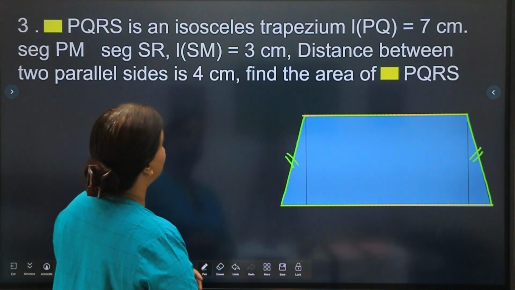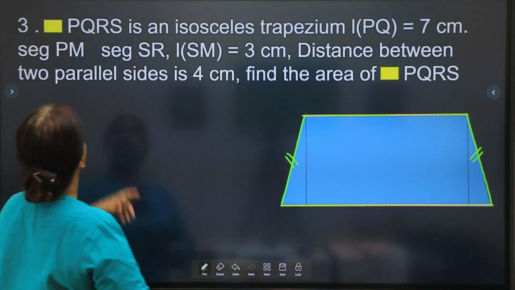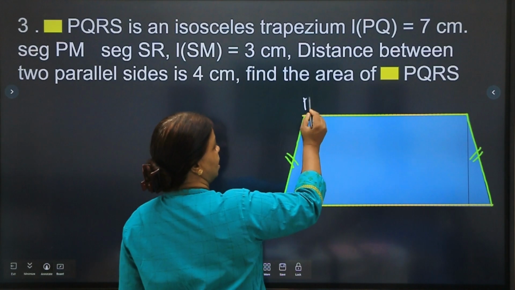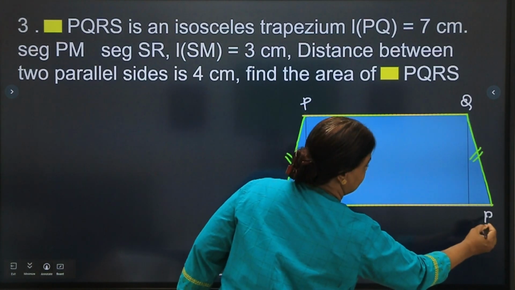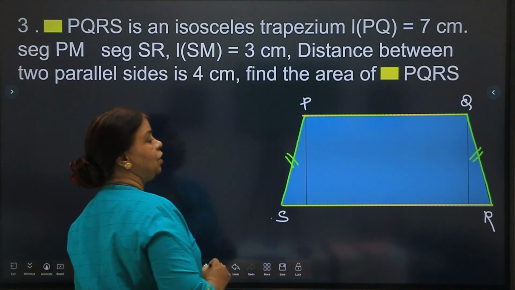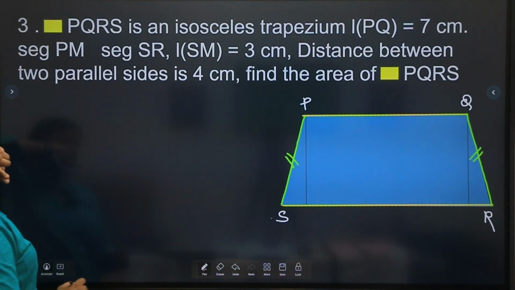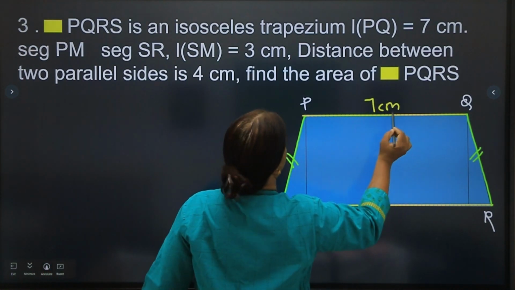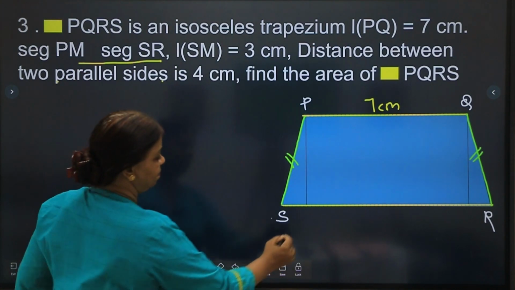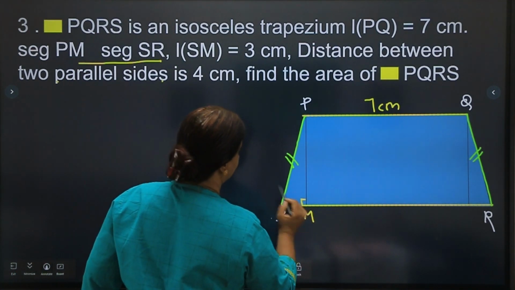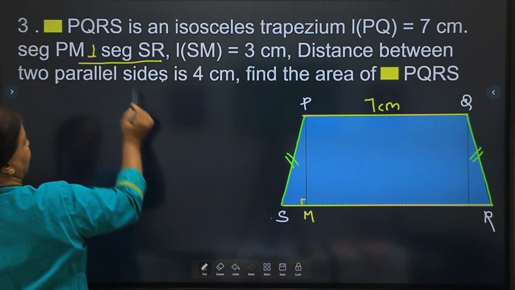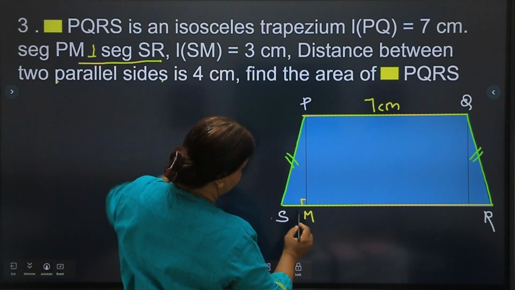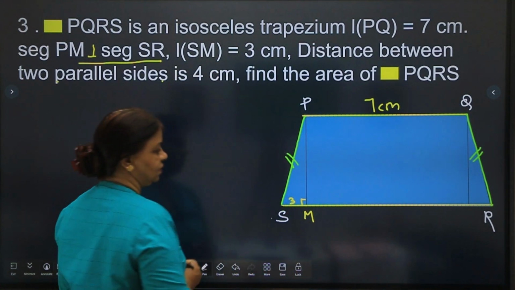So this one is an isosceles trapezium, and in PQRS, length PQ is 7 centimeter. Segment PM is perpendicular to SR, and segment SM is equal to 3 centimeters. So this is 3. Clear?